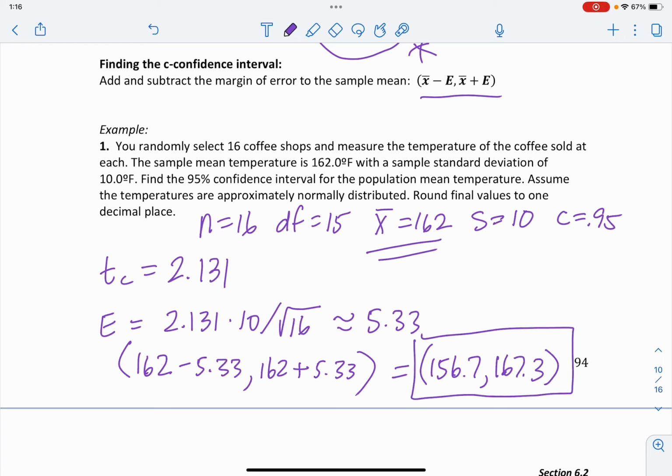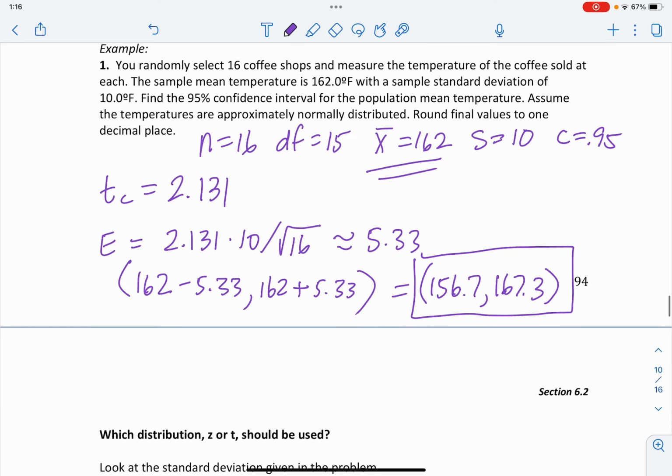So what's the main difference? It's that t, right? Finding that critical value is different using StatCrunch with the T calculator. Okay, so hopefully that's looking pretty good, and we'll keep on going here.